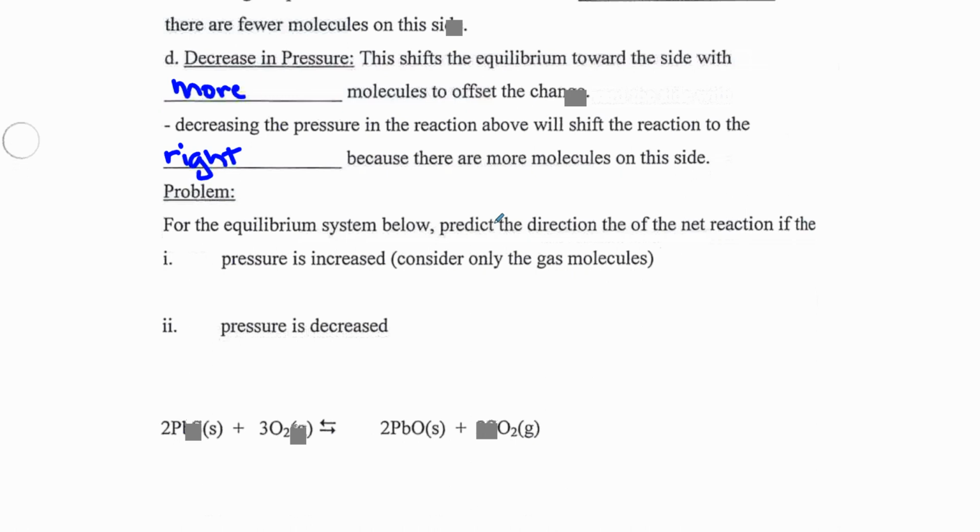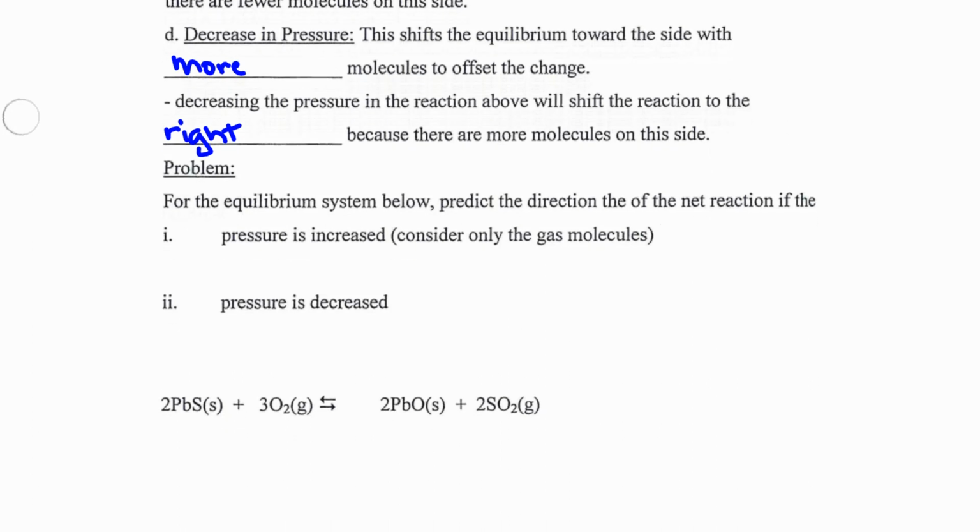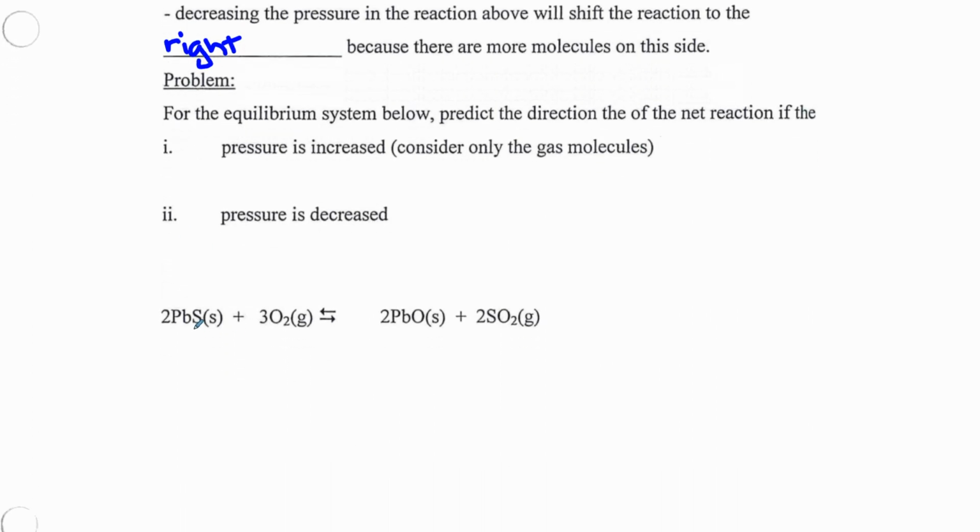For the equilibrium system below, predict the direction of the net reaction if the pressure is increased and if the pressure is decreased. So notice in brackets it says here, make sure you consider only the gas molecules because pressure is not going to have an effect on the solids or liquids. So you'll notice we have a solid on the reactant side and a solid on the product side. We're not factoring those into our total count of molecules because they're not affected by pressure changes. So we're just focusing in on the gases.